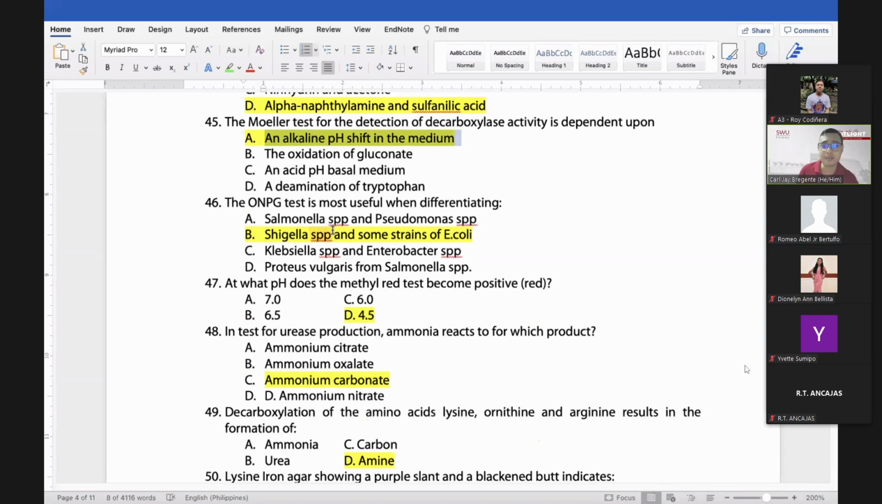ONPG testing is most useful when differentiating. The correct answer is Shigella species and some strains of E. coli, because your ONPG will detect if it's a late lactose fermenter or a true lactose fermenter.